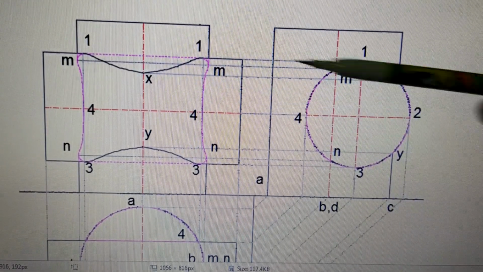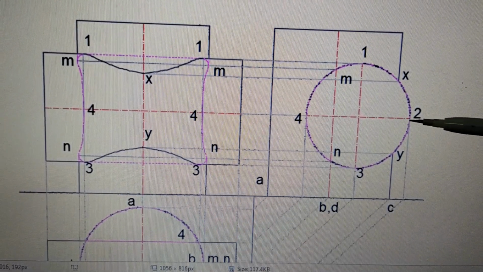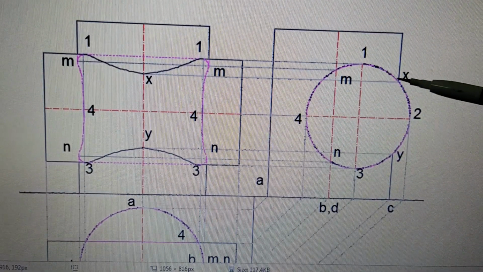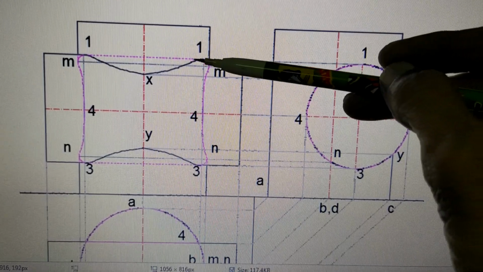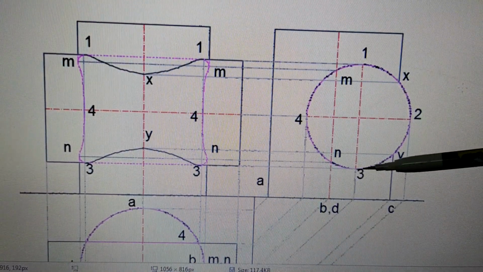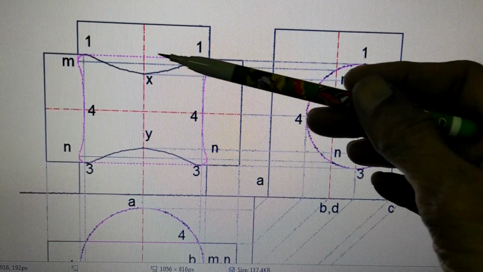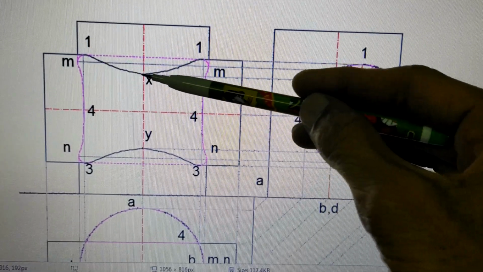1 to x, now this is anyway not intersecting. See, 2 is somewhere here, but it is not shown. But from 1 to x and on the back side again to 1. So 1 to x and 1. Similarly 3 to y and 3. So therefore the whole shape comes like this. So the points are joined this way.